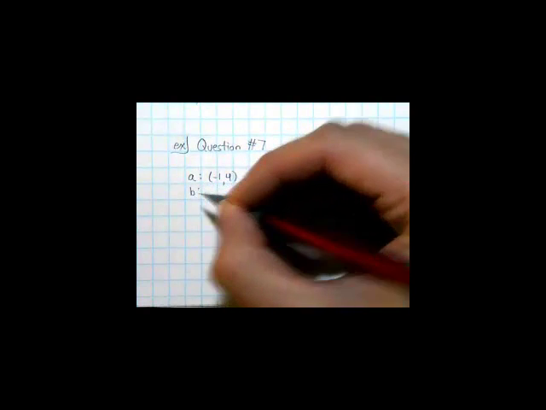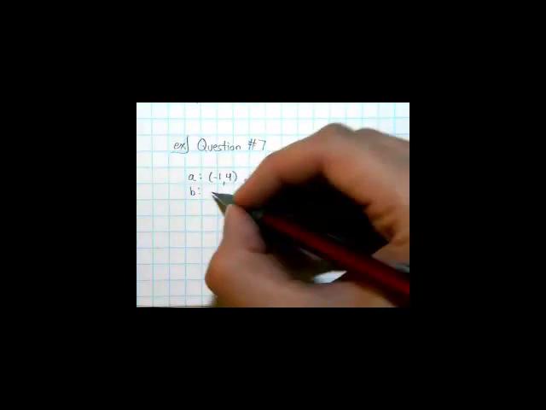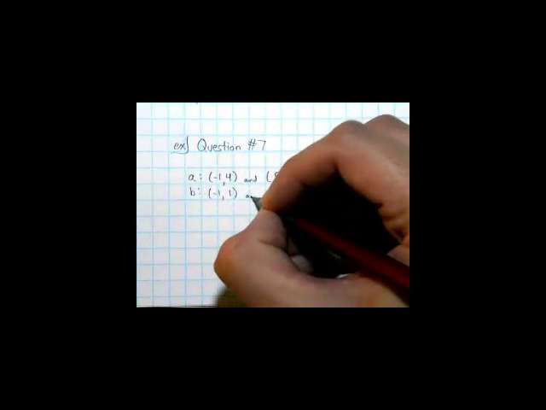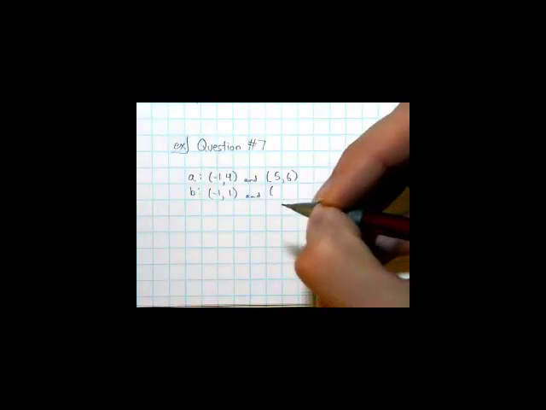For line B, we have the 2 points, -1, 1, and 3, 2.